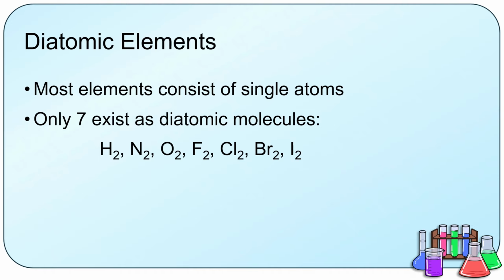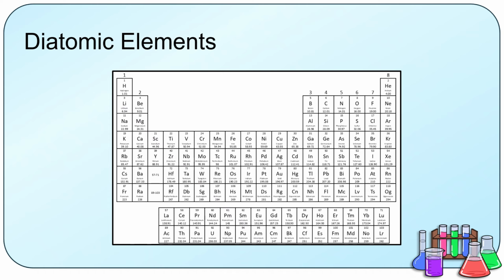An easy trick for memorizing the 7 diatomic elements is to keep thinking the number 7. You go to element number 7 on the periodic table, which is nitrogen. From there, you draw the number 7 down to iodine. This gives you 6 elements in total, so you need 1 more, and that's element number 1, hydrogen.